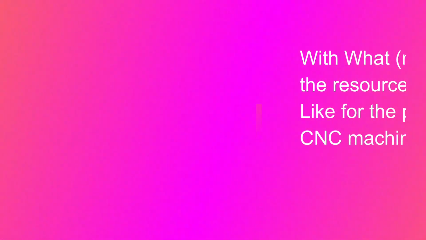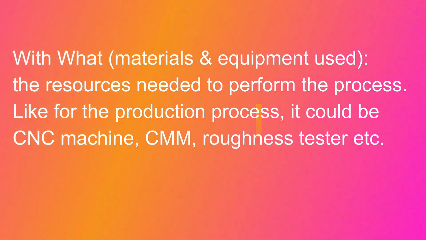Then comes next, with what? What are the different materials or the equipment that are to be used? Now here, the intent is with respect to the resources that are required for that particular manufacturing process or that particular process you are talking about. So for example, for our production process, it could be a CNC machine or a CMM machine for inspection. It could be a roughness tester, or it could be anything else.